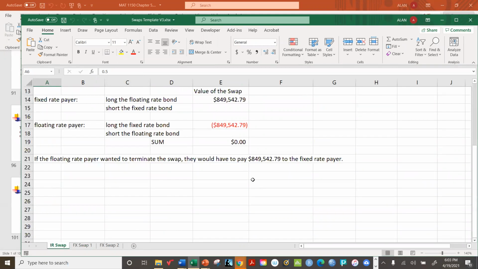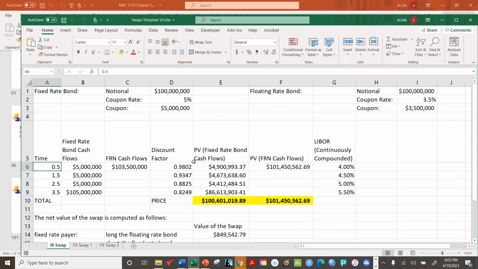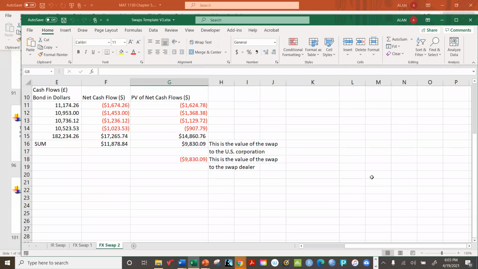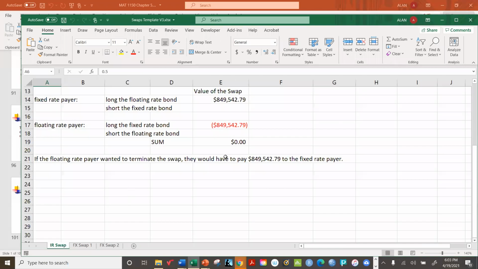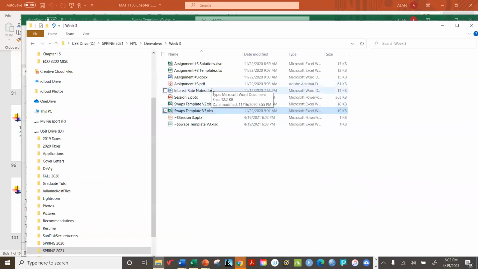The calculations are not that complicated, but it's good to have them organized properly so you can see what we're doing. So I've got slots here for an interest rate swap. We have a foreign exchange swap, and actually we have two of them. And in all three cases, our job is to figure out what the value of the swap is to the two counterparties. And there's usually a couple of different ways of going about this. So first, let's get to the notes. We'll see what this is all about.